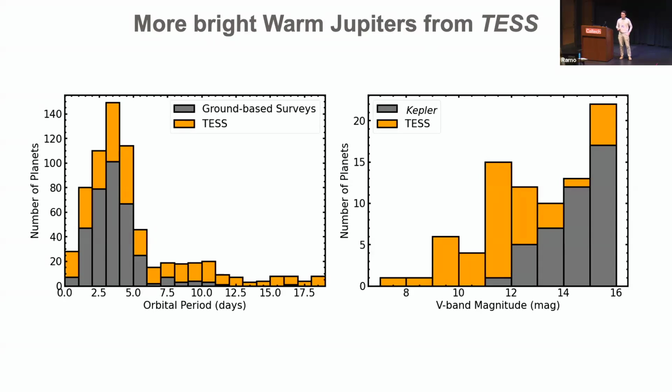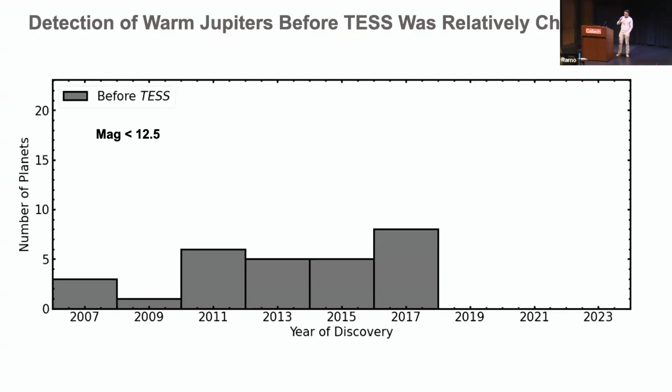But the TESS mission changed this situation. It's a game changer. Since the first data release from TESS, the number of known warm Jupiters has dramatically increased. Let me put this in a more straightforward way. Here is the annual discovery rate for warm Jupiters. The x-axis is the year of discovery, and the y-axis is the number of planets. Before the TESS data release, the annual discovery rate was below 10 warm Jupiters per year. You can see here, it's 10.